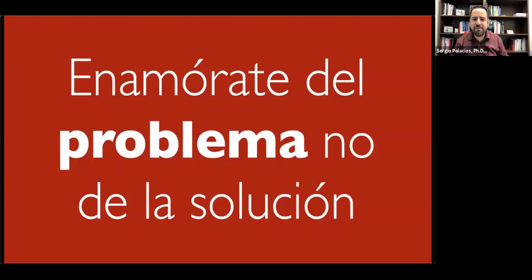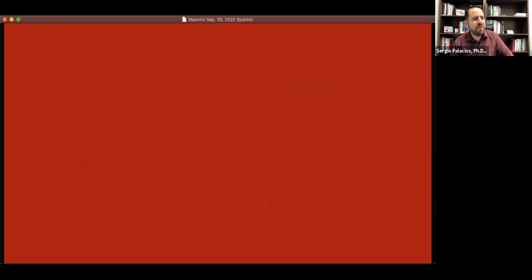Pero ellos no están aquí para enamorarse de los vasos, están aquí para enamorarse del problema, que es a lo mejor para ellos cómo ir a pescar, cómo ir de campamento y tener equipo que nos va a durar. Entonces, eso es algo muy importante, enamorarse del problema, no de la solución.